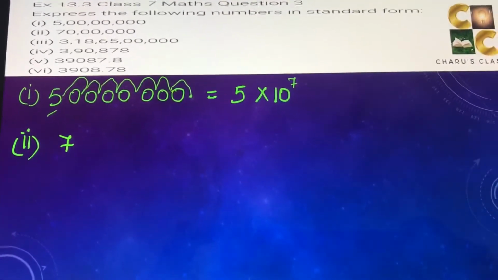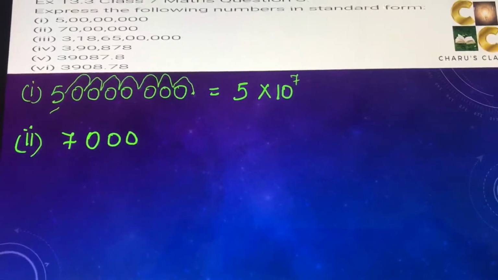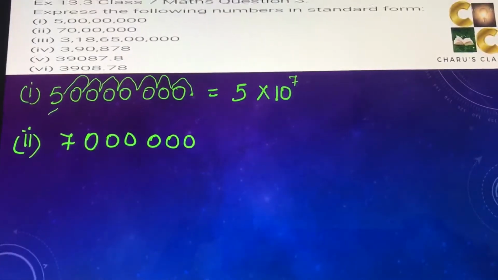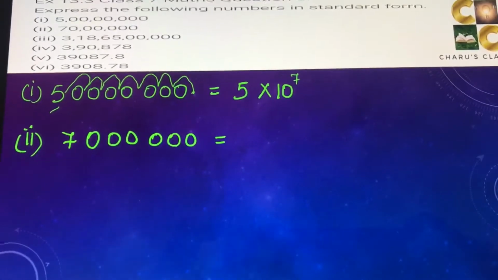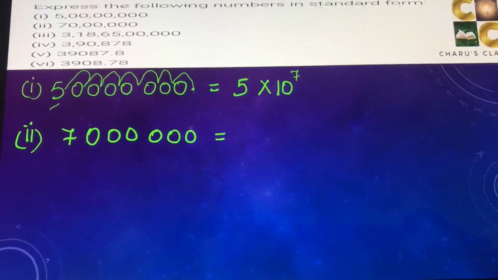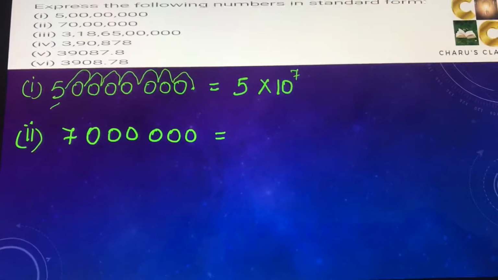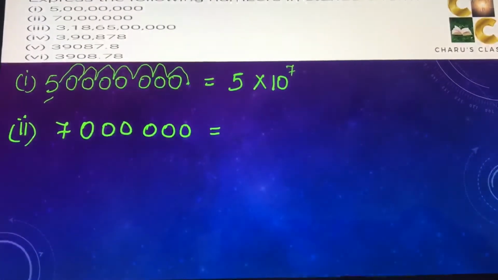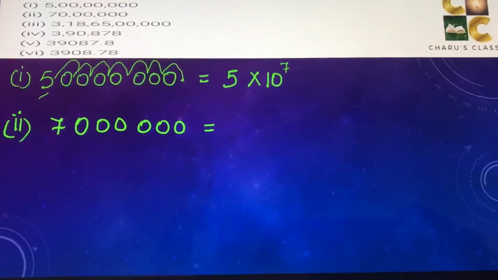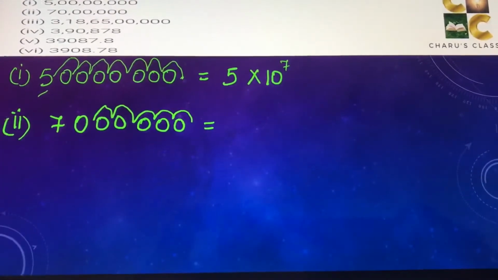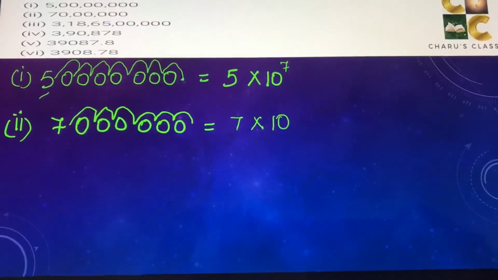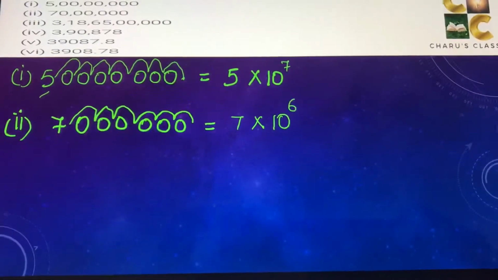Second part, 7 followed by 6 zeros. So in this case again, in the standard form we have to bring the decimal after the first non-zero number. So from here we will shift 1 2 3 4 5 6. So this can be written as 7 into 10 to the power 6.